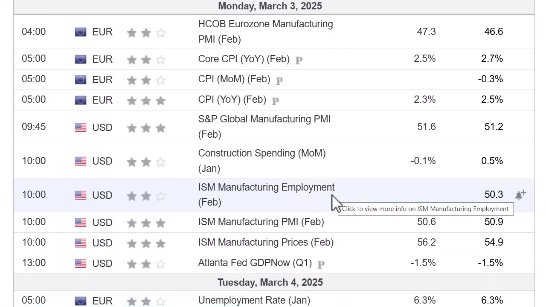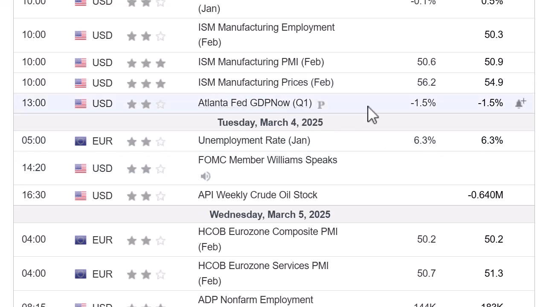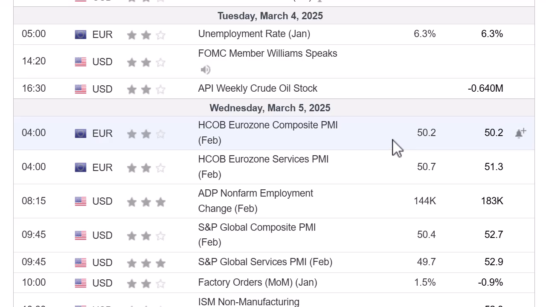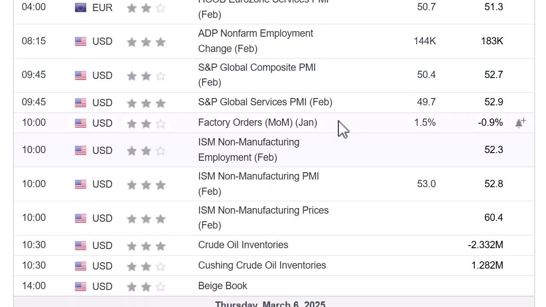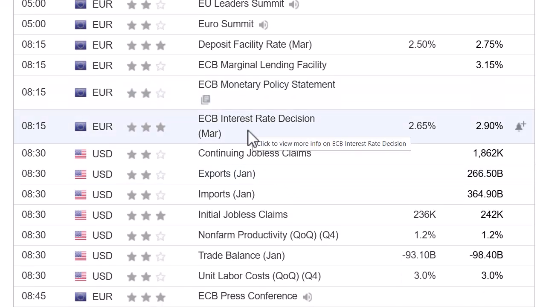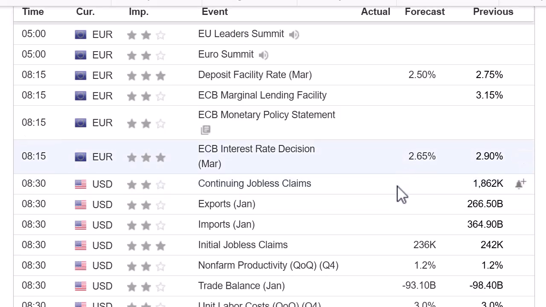And then looking at the economic calendar, you can see that ISM data here for the Monday, Atlanta Fed for Q1. Want to see that do a little bit better. Minus 1.5 is terrible. Nothing really for the Tuesday, Wednesday factory orders, more ISM data. Not expecting much out of that. We do have an ECB interest rate decision for the Thursday. If they cut, maybe that helps us out a little bit.